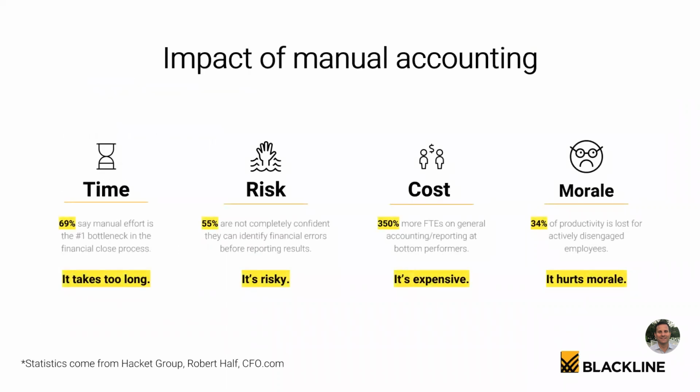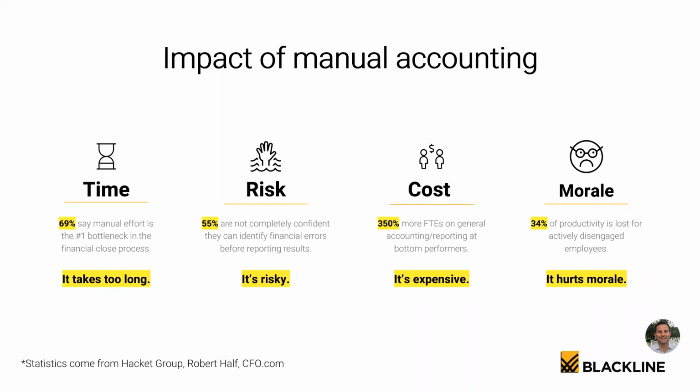And why isn't it sustainable? Well, it really boils down to four things: time, risk, cost, and morale. The time your team dedicates to manual tasks, it becomes a bottleneck, and it causes your month-end close to take longer and longer to complete. And it's risky to complete tasks manually in Excel because it's hard to prevent mistakes. And that can lead to inaccurate financial reports or maybe even forgetting to do key tasks.